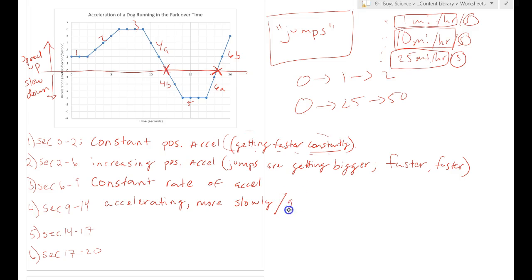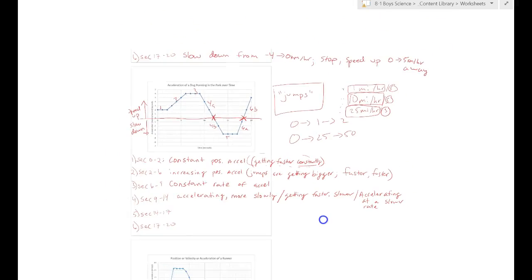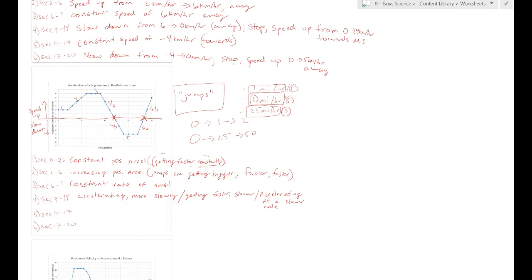We could say that I'm getting faster slower. Or we could say that I am accelerating, so positive acceleration, at a slower rate. But then what happens in 4b? So this is like a really long answer here because I've given you all the different ways of saying it. So this is all for 4a.